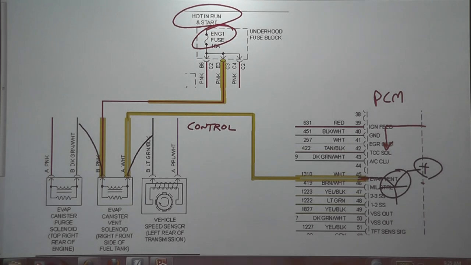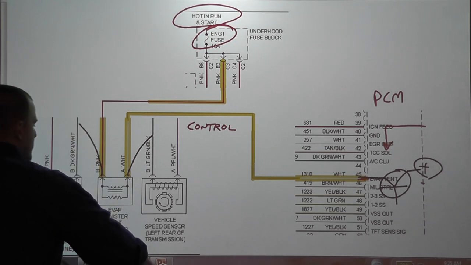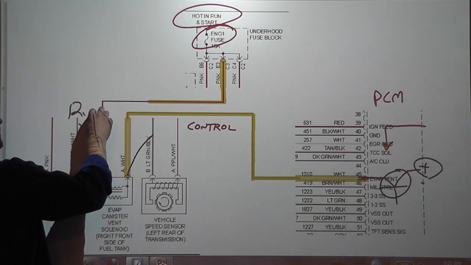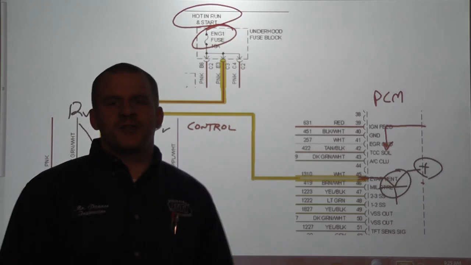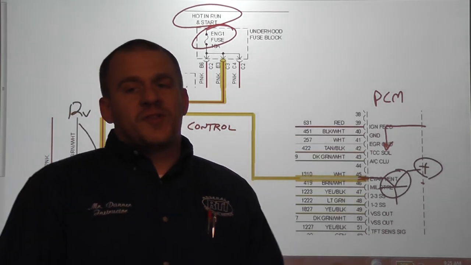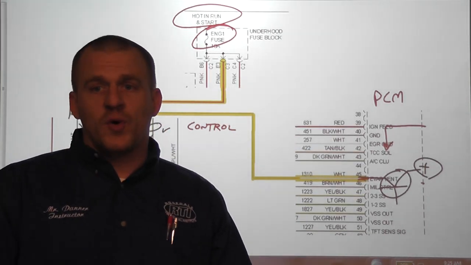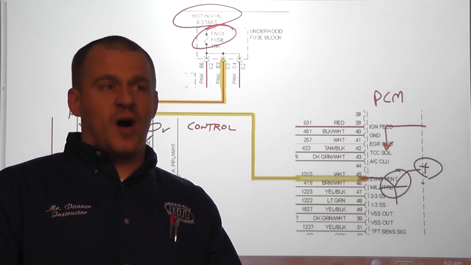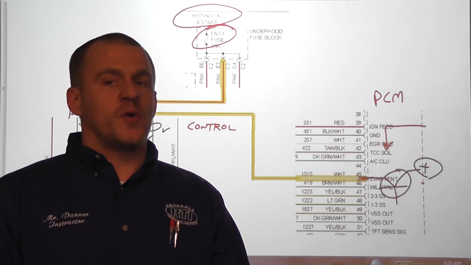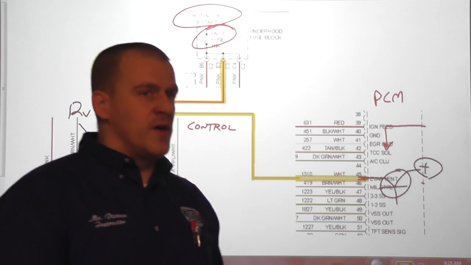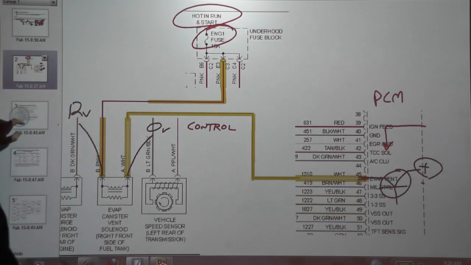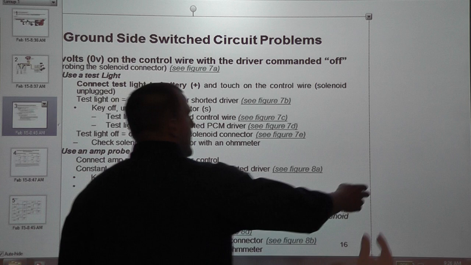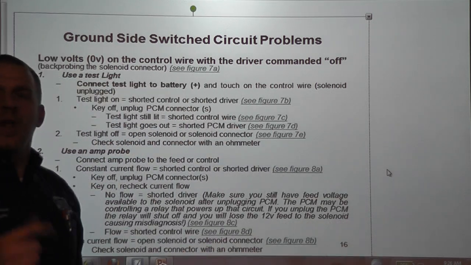All right, so we took 2 measurements. In our 2 measurements we had 12 volts on the power feed wire, and we have 0 volts on our control wire. This is a ground side switch circuit, and of course it helps to know whether or not this driver is on or off. This driver is off right now, and we should have 12 volts on this control wire. So what we have is what I would call a ground side switch circuit that is fixed low.